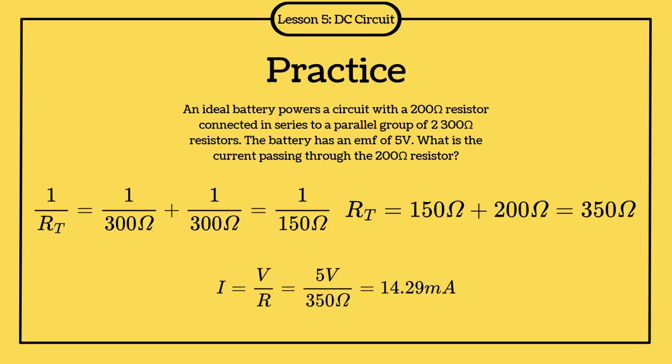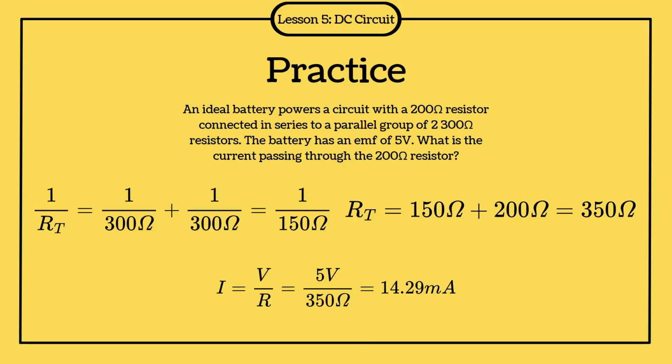From here, we can use Ohm's law to calculate the total current over this circuit. I equals V over R, and we know the battery is an ideal battery, so its EMF is equal to its voltage. So we say that it has 5 volts, and we say that the total resistance is 350 ohms. So, performing this calculation, 5 over 350 gives us 14.29 milliamps.